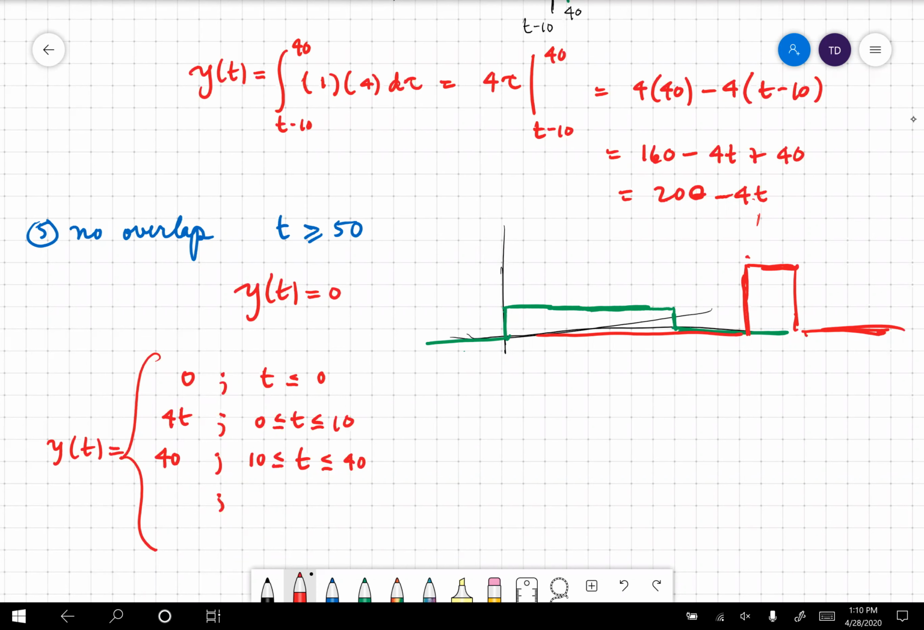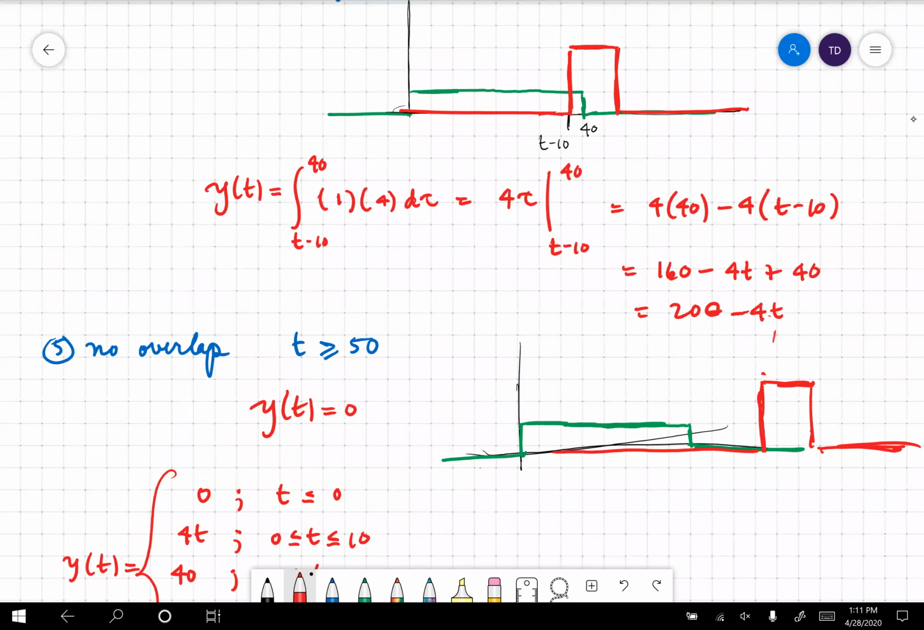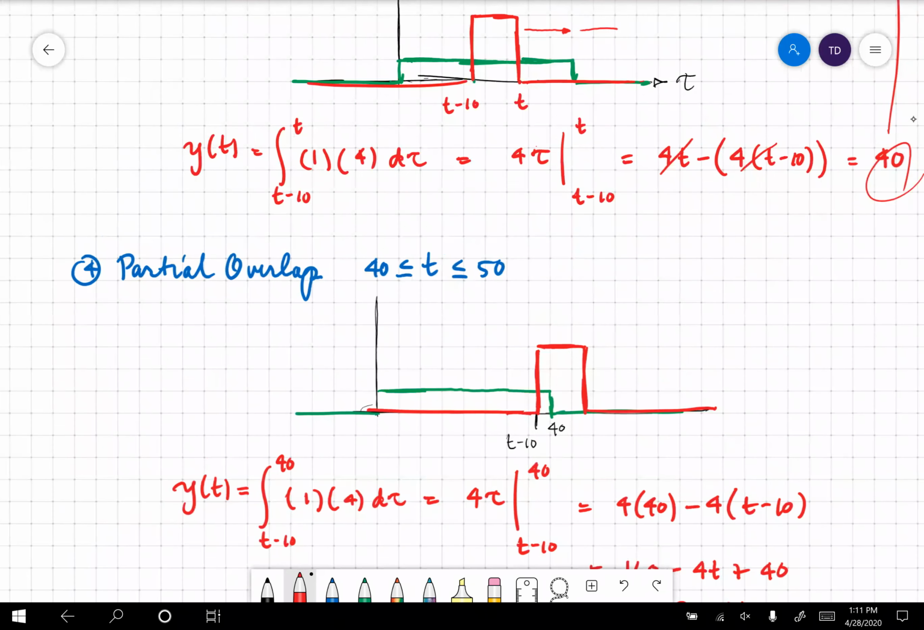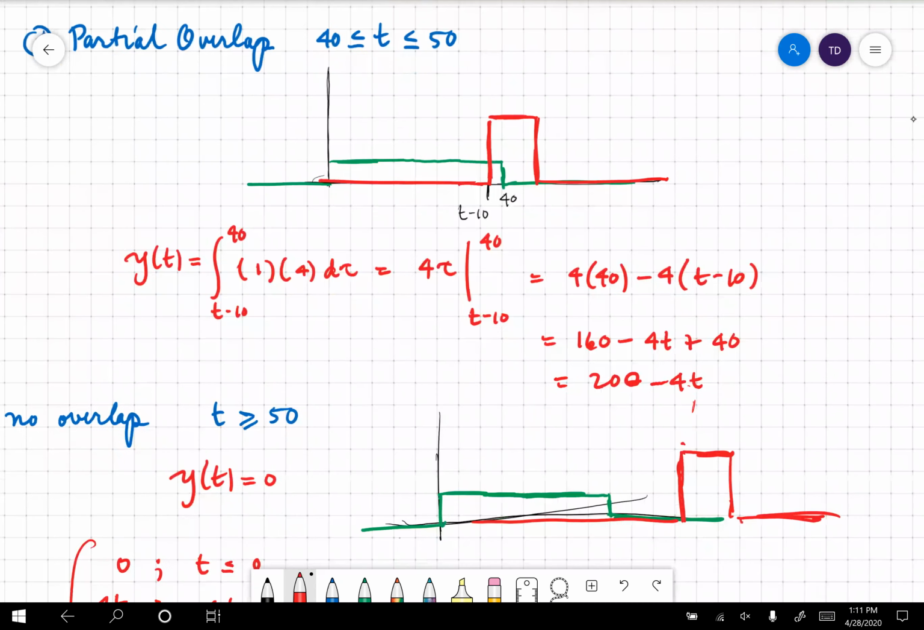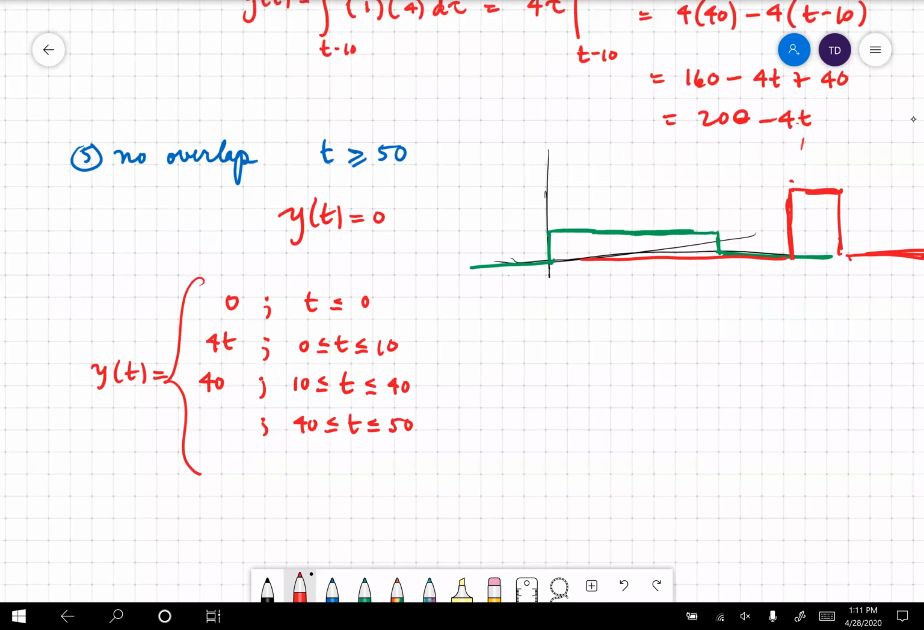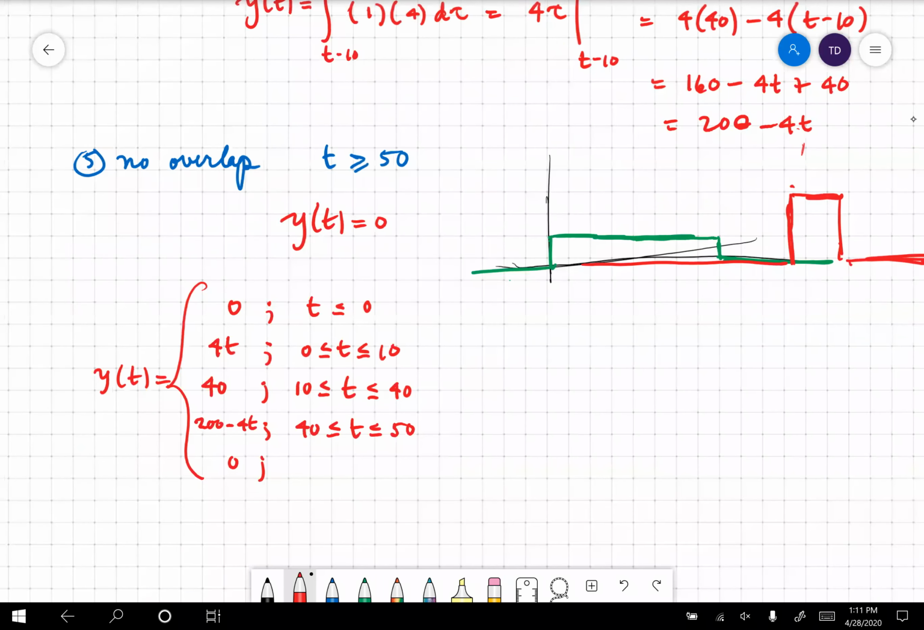Then we had another function. I don't remember what the function is, but that's from 40 less than or equal to t, less than or equal to 50. Let's get that function. That function was from 40 to 50, 200 minus 4t. And then it's 0 for t greater than or equal to 50. Let's sketch it.